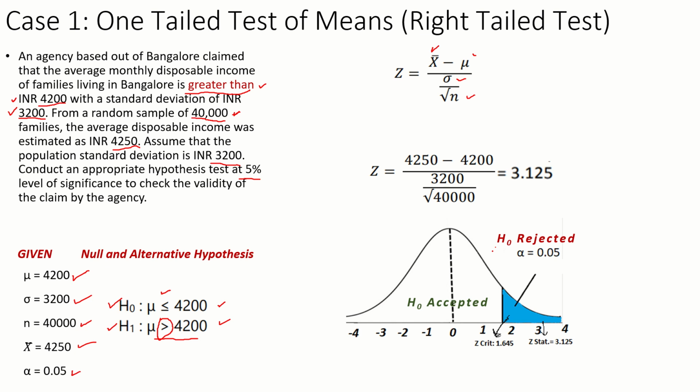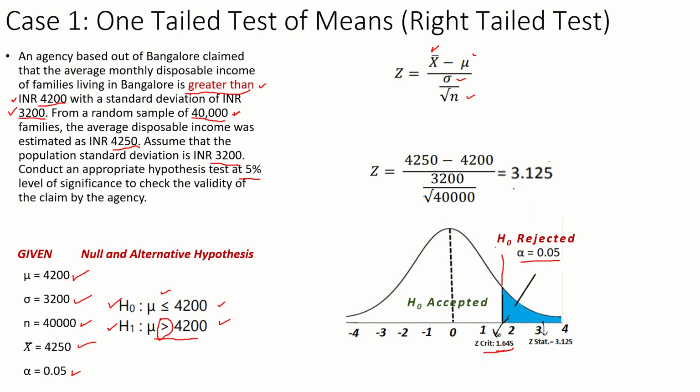Let us make the z distribution. The alpha value is 0.05, that is 5%, and this is the rejection region. What we are doing here is comparing the z critical with the z star, simple. What is the z critical value for this? For 5% alpha, this is at the right side, therefore plus 1.645 is the z critical value.